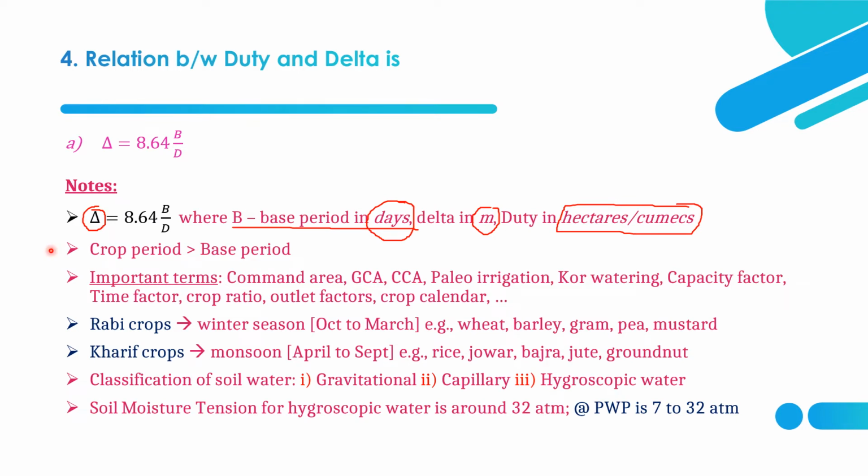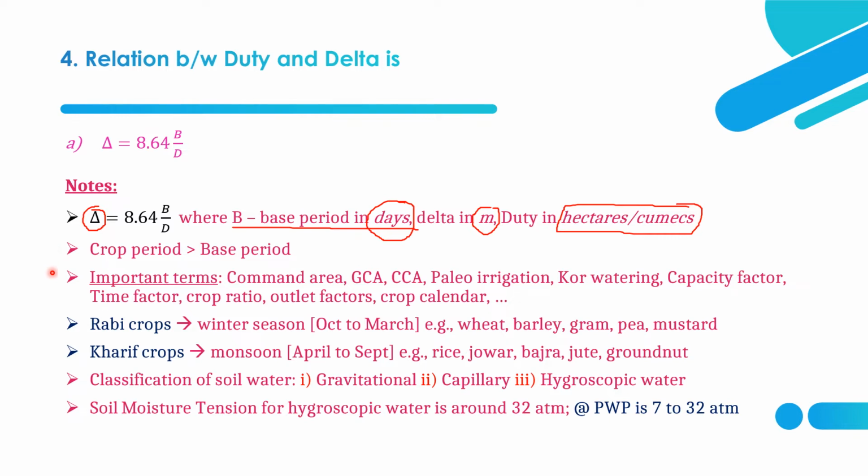And there is one important thing called crop period and base period. The crop period will always be greater than the base period, because the crop period is the total time from the instant of sowing of the crop to the instant of harvesting of the crop. But the base period is the total time from the first watering done for the preparation of land to the last watering done before harvesting. So watering time is the base period, sowing time is the crop period. That's why the crop period is greater than the base period. This is one important point regarding crop period and base period.